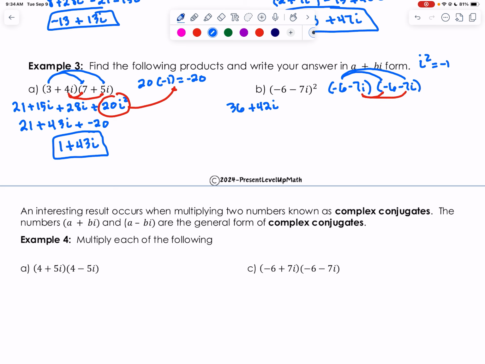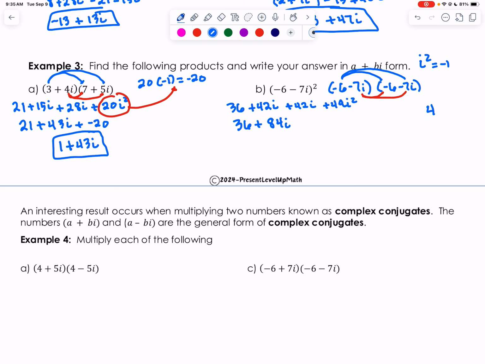Now multiply -7i times everything in the second parenthesis. So -7i times -6 gives me +42i. And -7i times -7i would be +49i squared. All right, let's simplify this a little bit. We have 36. 42i plus 42i would be 84i. And we can simplify 49i squared.